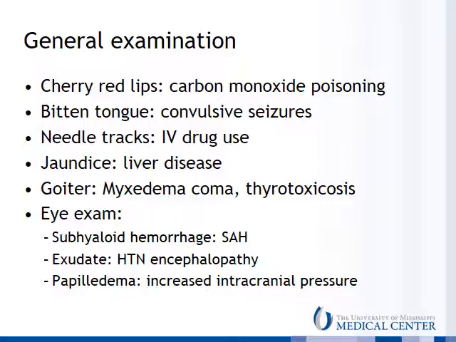During eye exam, if you find subhyaloid hemorrhage, then it's because of subarachnoid hemorrhage. Exudates point towards hypertensive encephalopathy. Papilledema suggests increased intracranial pressure.